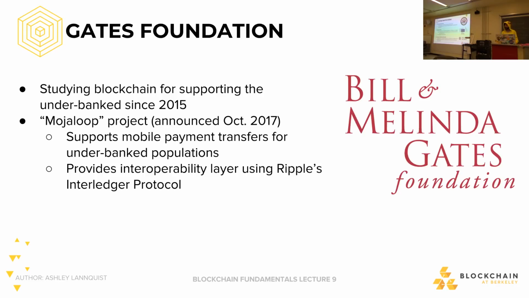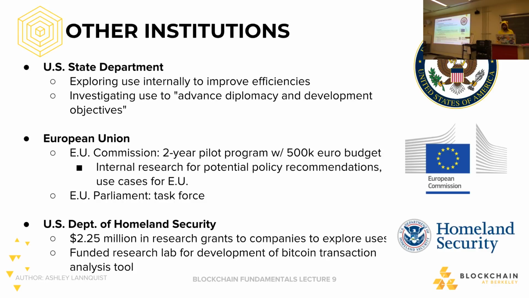Other institutions, particularly government institutions, are the U.S. State Department, the European Union, and the U.S. Department of Homeland Security. They're all trying to do mostly the same things that we've been talking about. They've been trying to improve currently stagnating processes, investigating use of blockchains to advance diplomacy, and so on. Their goal is just to see how well blockchain can solve some problems. And the goal of all of these slides is just to show you how much breadth there is to all of the attempts that people are making. It goes all the way from the UN, to the government, to individual banks and businesses.